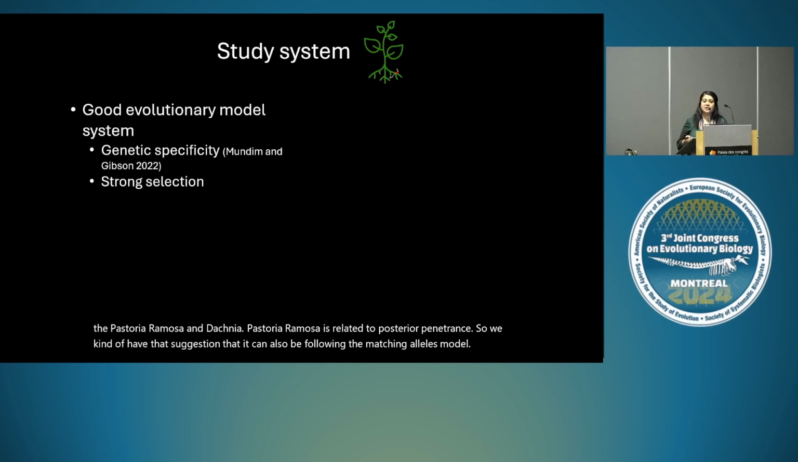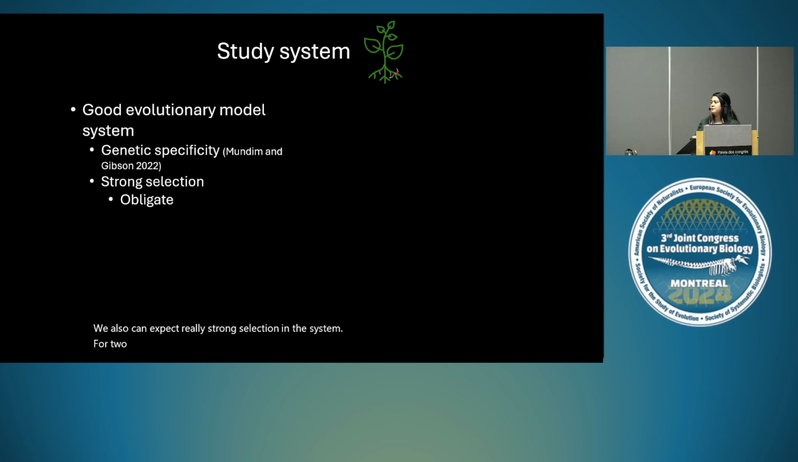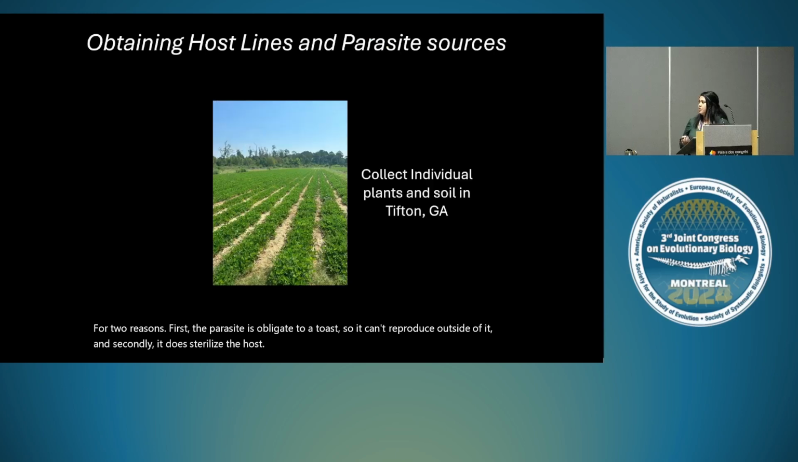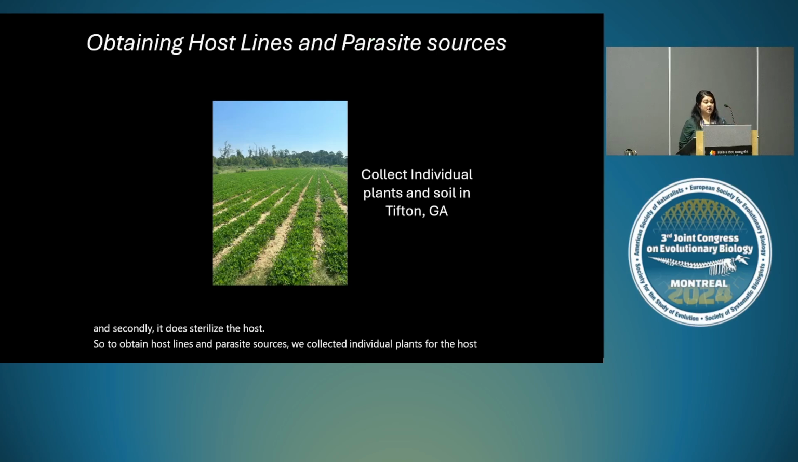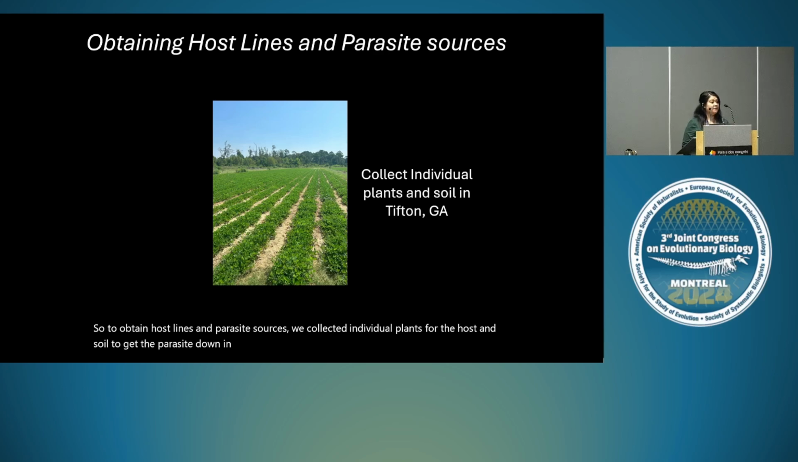We also can expect really strong selection in this system for two reasons. First, the parasite is obligate to its host, so it can't reproduce outside of it. And secondly, it does sterilize the host. So to obtain host lines and parasite sources, we collected individual plants for the host and soil to get the parasite down in some infected USDA fields in Tifton, Georgia.